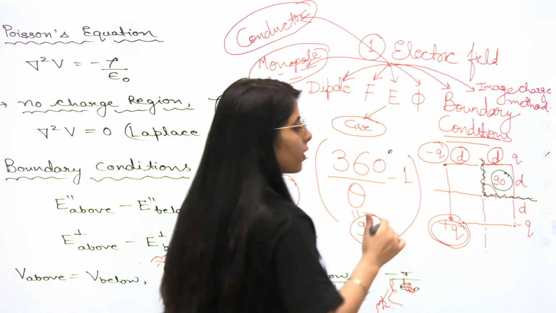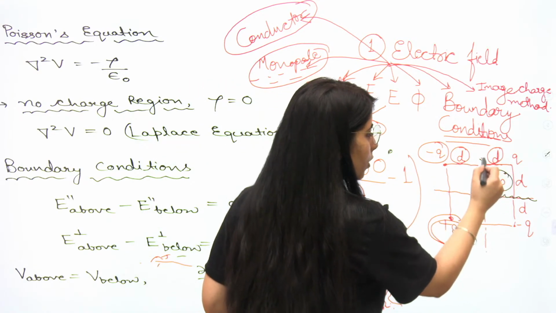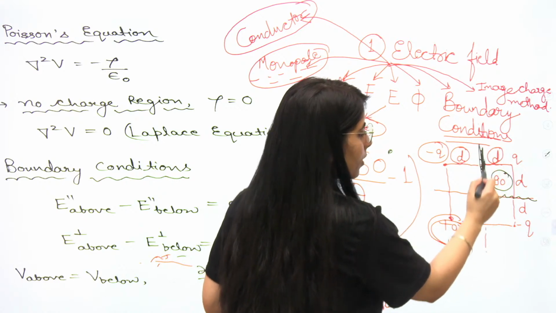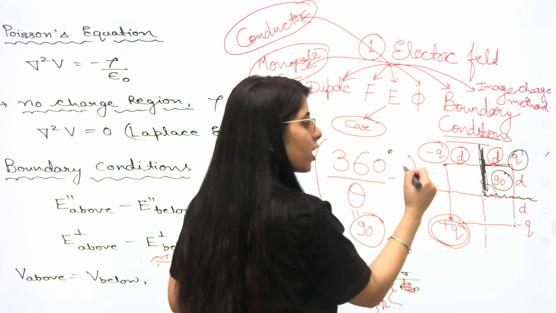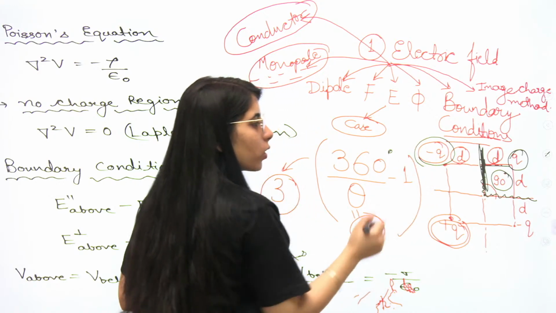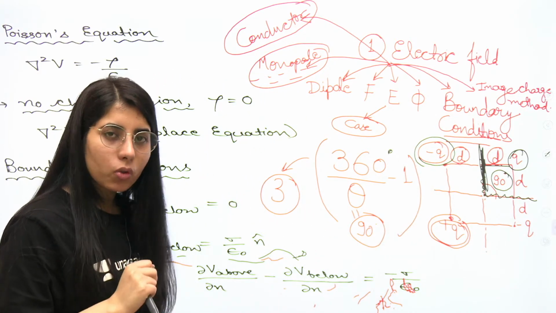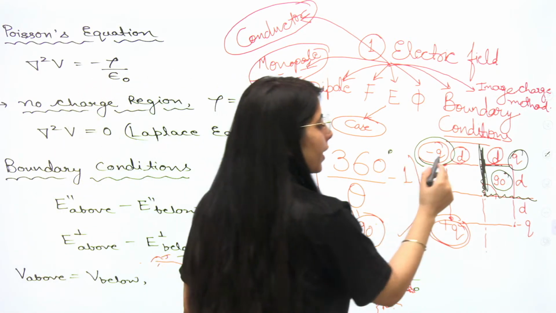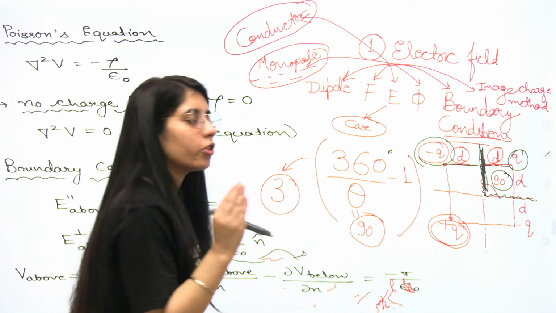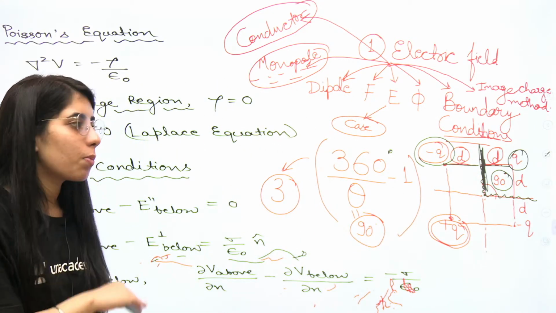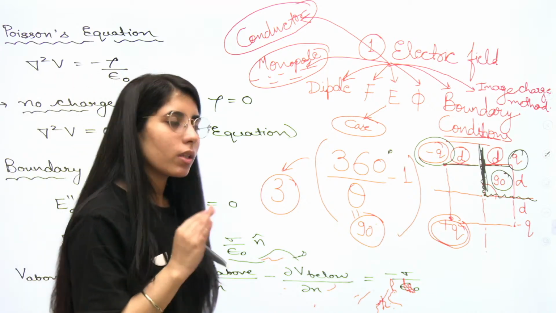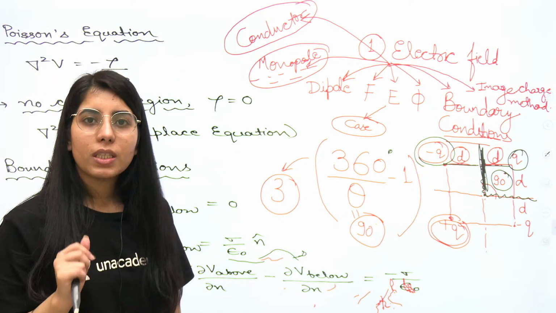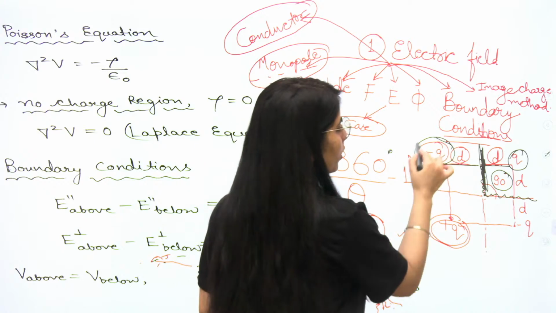How will you consider the image charges? For this particular sheet, this is the charge q present at a distance d, and the image charge will be minus q, because the sign of the charge we need to change. So minus q again at the same distance. The concept of image charge method I have explained before this. Same concept we are applying here. But total number of image charges in this case will be 3. So first image charge you have got.